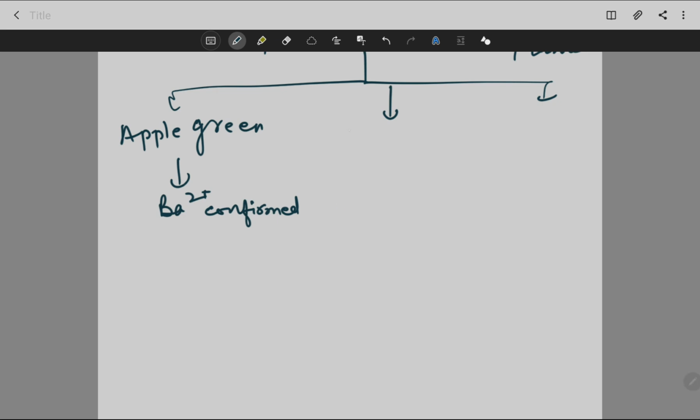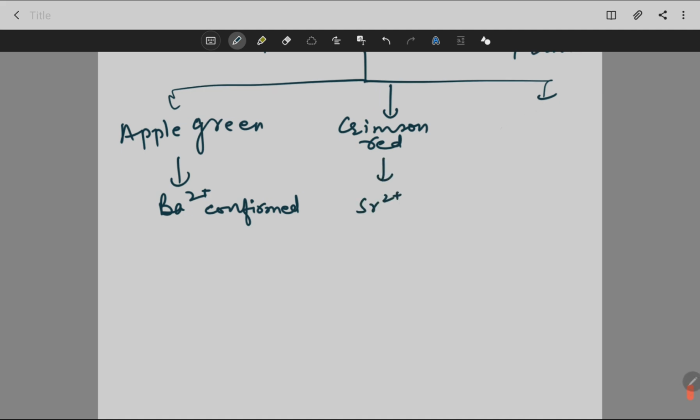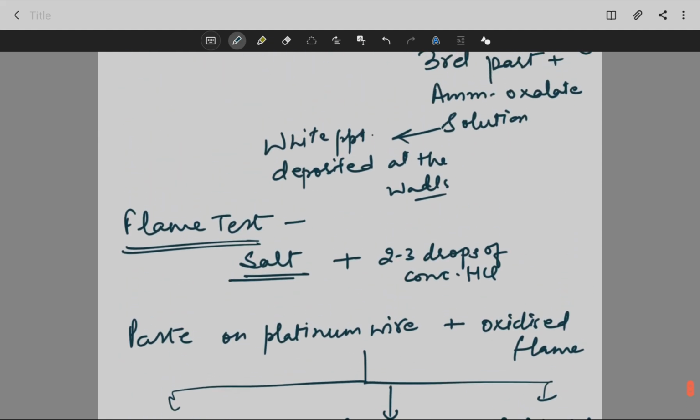Now what about if we get the crimson red color? What is crimson red color? Crimson red is a lilac red color, or you may say a pinkish red color. So if we get crimson red color, it means strontium confirmed. And if we get a brick red color, which is a dull red, then it means calcium confirmed, right? So that is how we can do the flame test for barium, strontium, calcium.